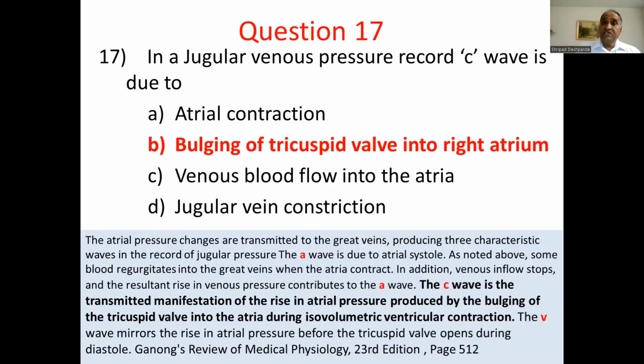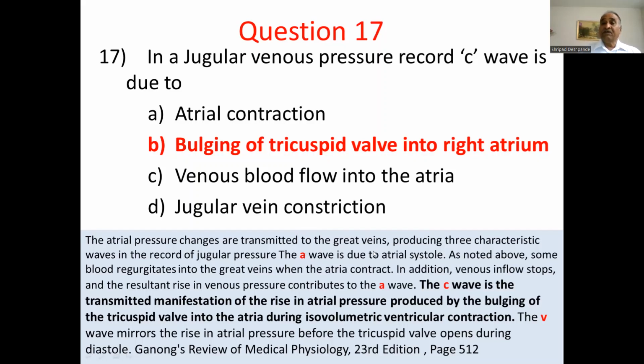The answer is B, bulging of a tricuspid valve into the atrium, because the atrium, again, it comes back and that makes the C wave. So now, here I have given the details, which I have taken from Ganong's Review of Physiology regarding the formation of the ACV wave.